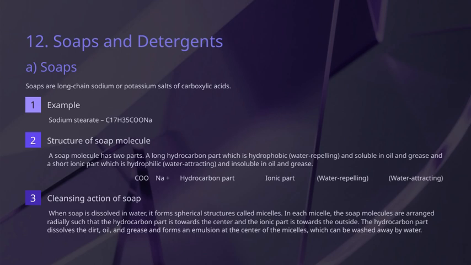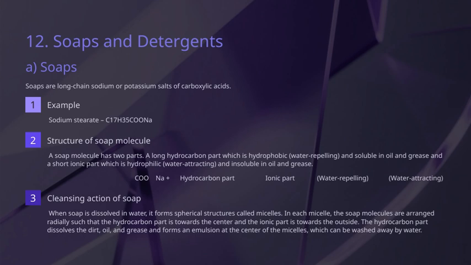The overall process allows the dirt to be lifted from surfaces and emulsified into tiny particles, which are then rinsed away with water. For example, sodium stearate, with the chemical formula C17H35COONa, is a common soap. It's a long-chain salt of a carboxylic acid, long-chain sodium or potassium salts of these acids. So, in summary, soaps are designed with this dual structure to effectively break down and remove greasy dirt, making them a powerful cleaning agent.